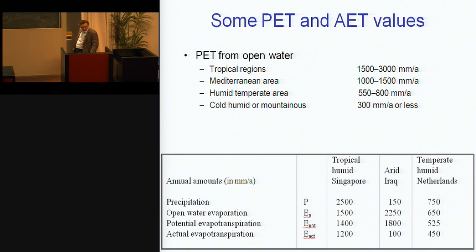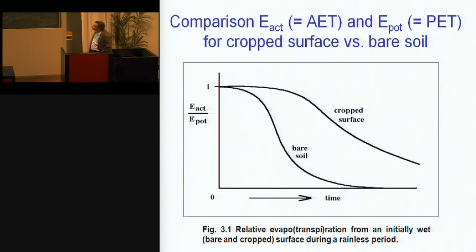Good. Now you have another figure. Here we have 1 and time. 1 means 100%, where the actual equals the potential evaporation. If we go on in time and let a piece of land dry, then there is a reduction of the actual versus the potential evaporation, and the reduction for bare soil is much faster than for cropped surfaces.